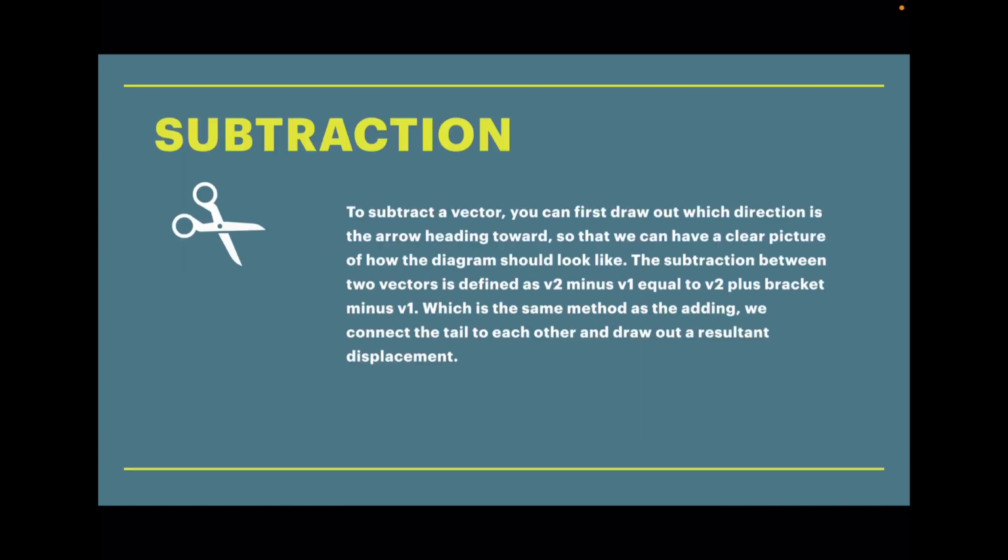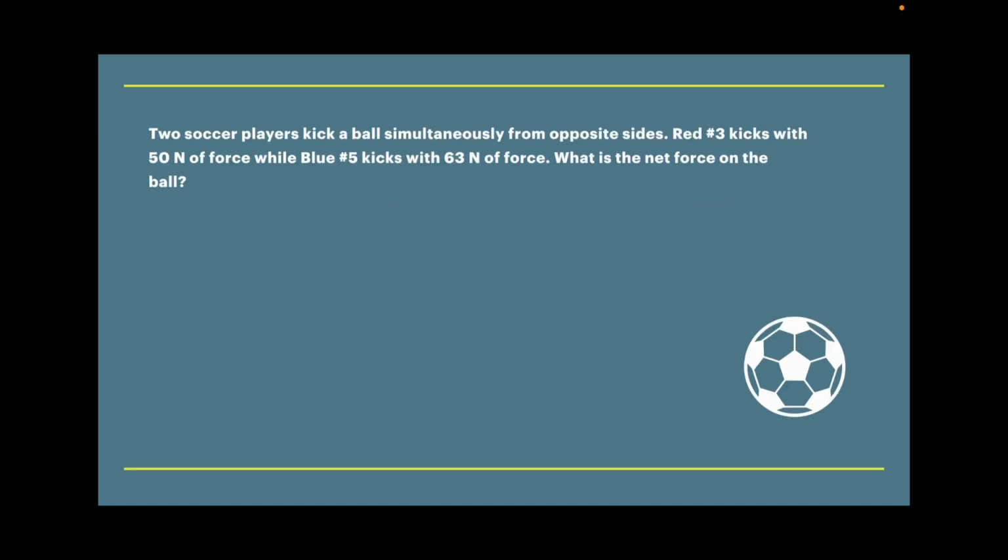Subtraction. To subtract a vector, you can first draw out which direction the arrow is heading toward, so that we can have a clear picture of how the diagram should look. The subtraction between two vectors is defined as v2 minus v1 equals v2 plus bracket minus v1, which is the same method as adding. We connect the tails to each other and draw the resultant displacement.